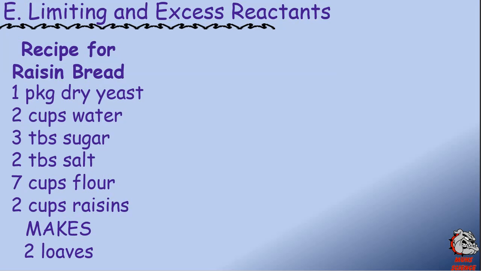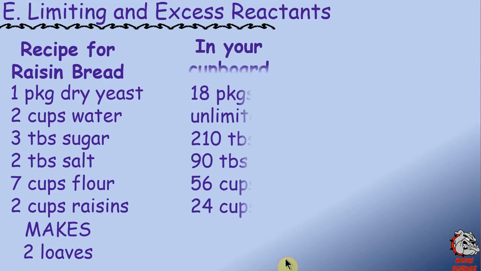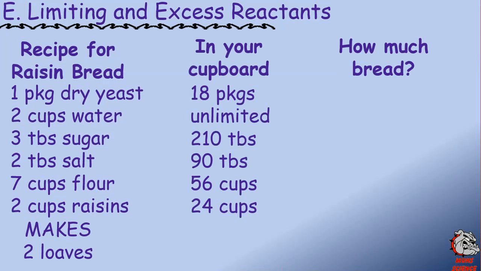Here's the recipe with all the ingredients laid out, and then inside my cupboard is the following. So I have all of this stuff, water's unlimited, and I know I have all these measurements. The question is, how much bread can I possibly make with all of this stuff? One of these things is going to run out first, and that's the limiter to my baking. So if I have 18 packages of dry yeast, and I have 2 loaves being made each time, that's going to mean that I can make 36 loaves of bread. Water's not going to factor into this because I'm going to say I have basically an unlimited supply.